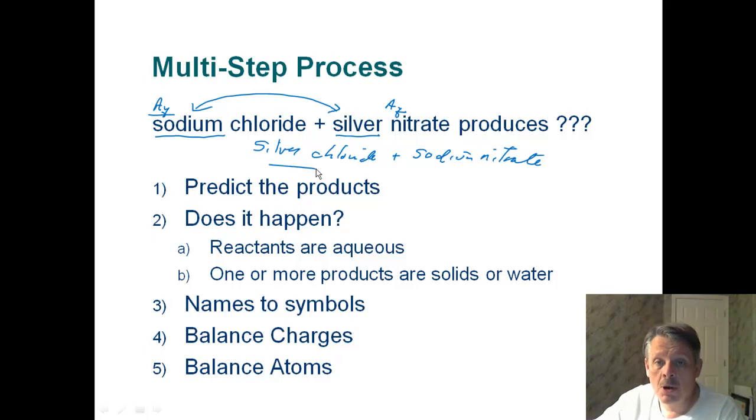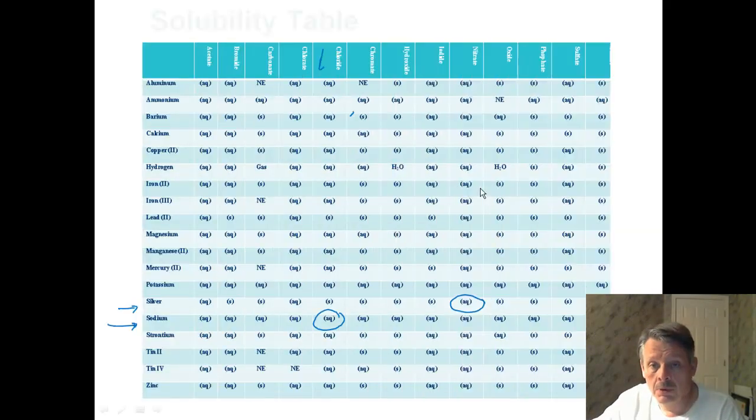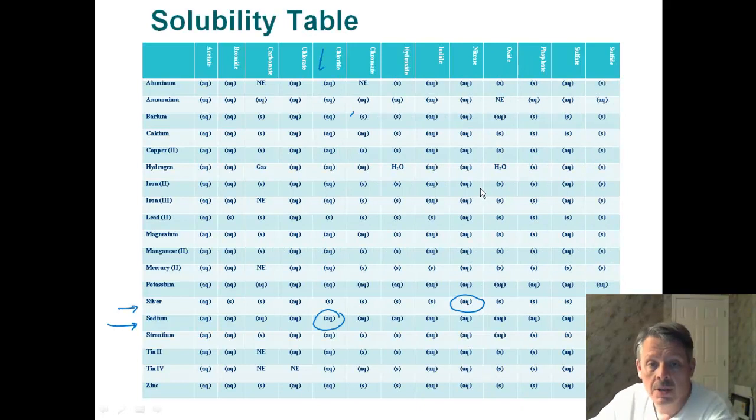But what about our products? What about silver chloride and sodium nitrate? Well, one of them better be a solid. So let's look at silver chloride. Oh, silver chloride is going to be a solid. Great. And what about sodium nitrate? Well, sodium nitrate is still aqueous, so we don't have to worry about that. But the key here is that silver chloride is going to be a solid.